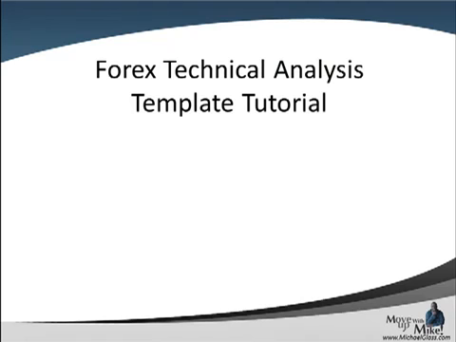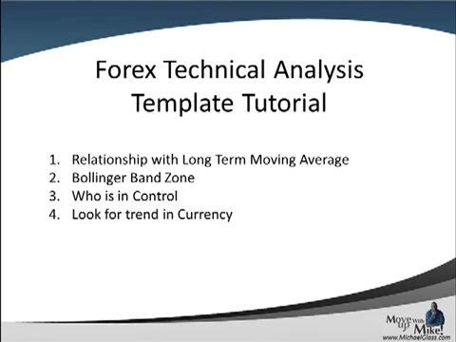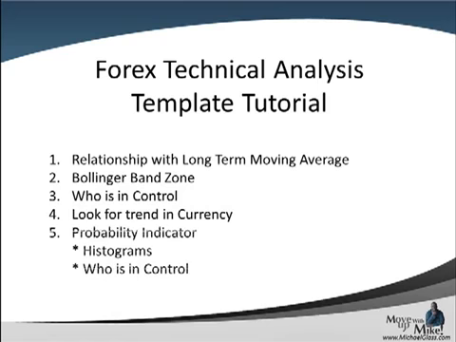As a part of our template tutorial, we're going to look at our relationship with a long-term moving average. We're going to identify the zones within our Bollinger Band. We'll see who is in control as far as the currency pairs, the pairs in that currency relationship. We're going to look for the trends within each currency. And then finally, with our probability indicator, we're going to look at the histograms and determine also who is in control. So let's begin and let's pull up the charts.